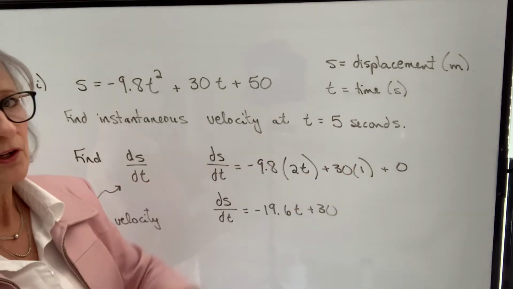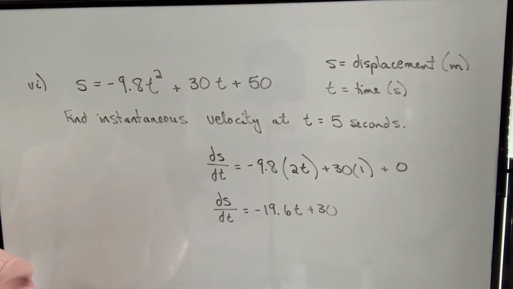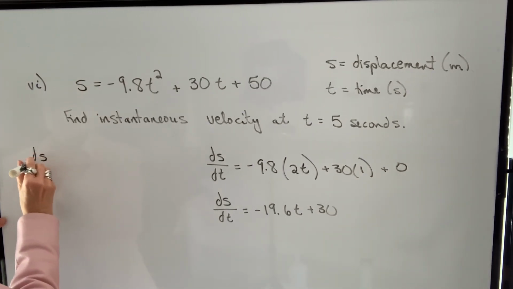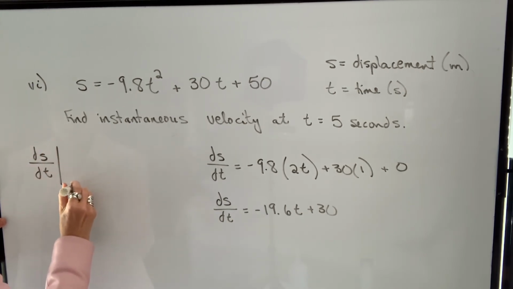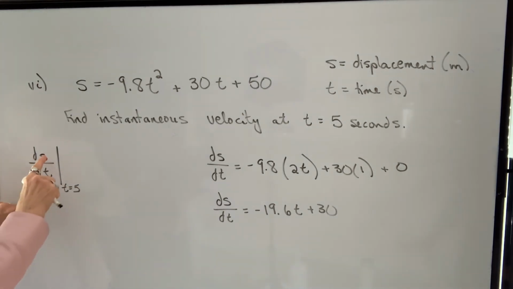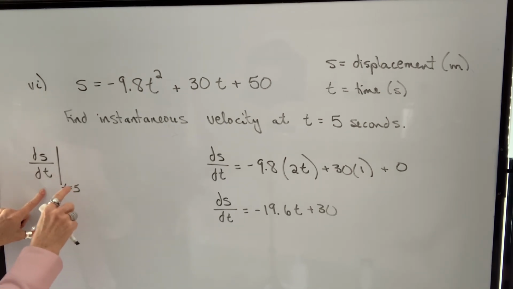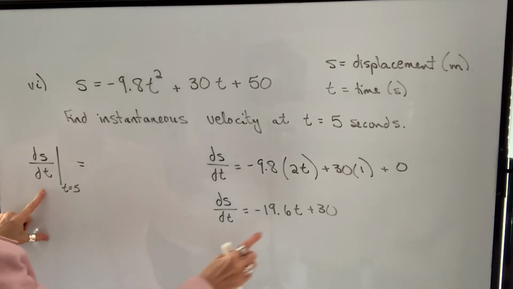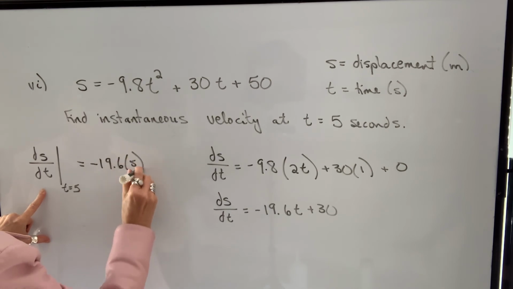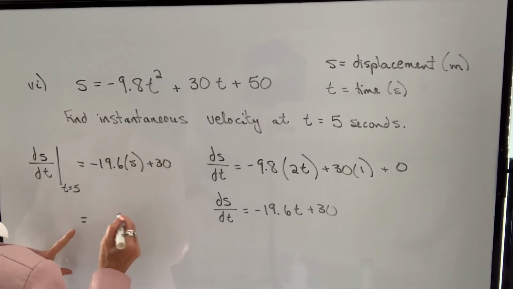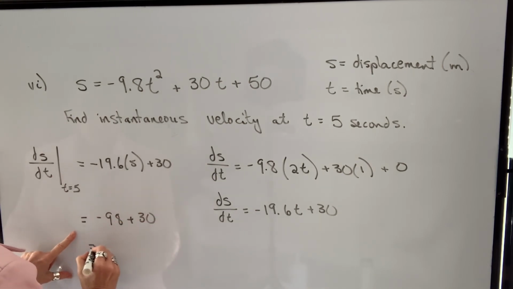When they ask you to evaluate it at a specific time, there's a notation that you can use to show that. And that notation looks like this. You write ds dt and then you put a vertical line and then you put t equals 5. So when you write that, that means the derivative of s with respect to t when t is equal to 5. And now we can evaluate that by putting a 5 in for t. So that would be negative 19.6 times 5 plus 30, which is negative 98 plus 30, which is equal to negative 68.